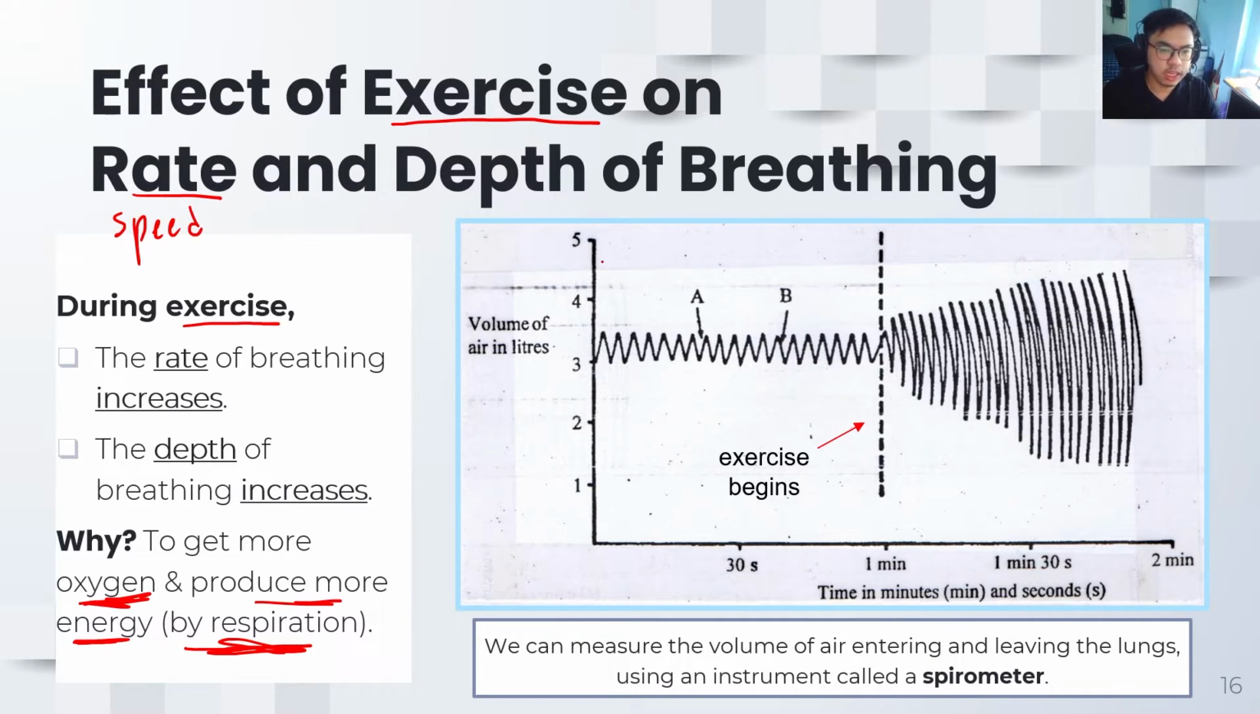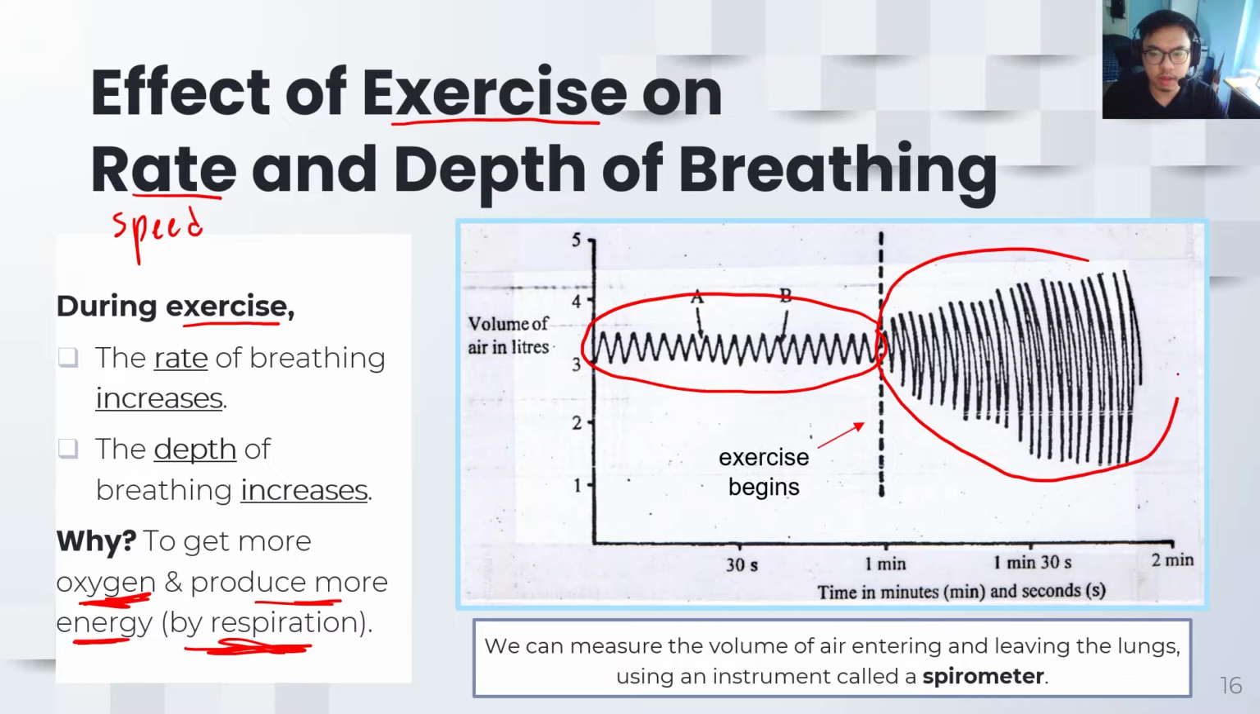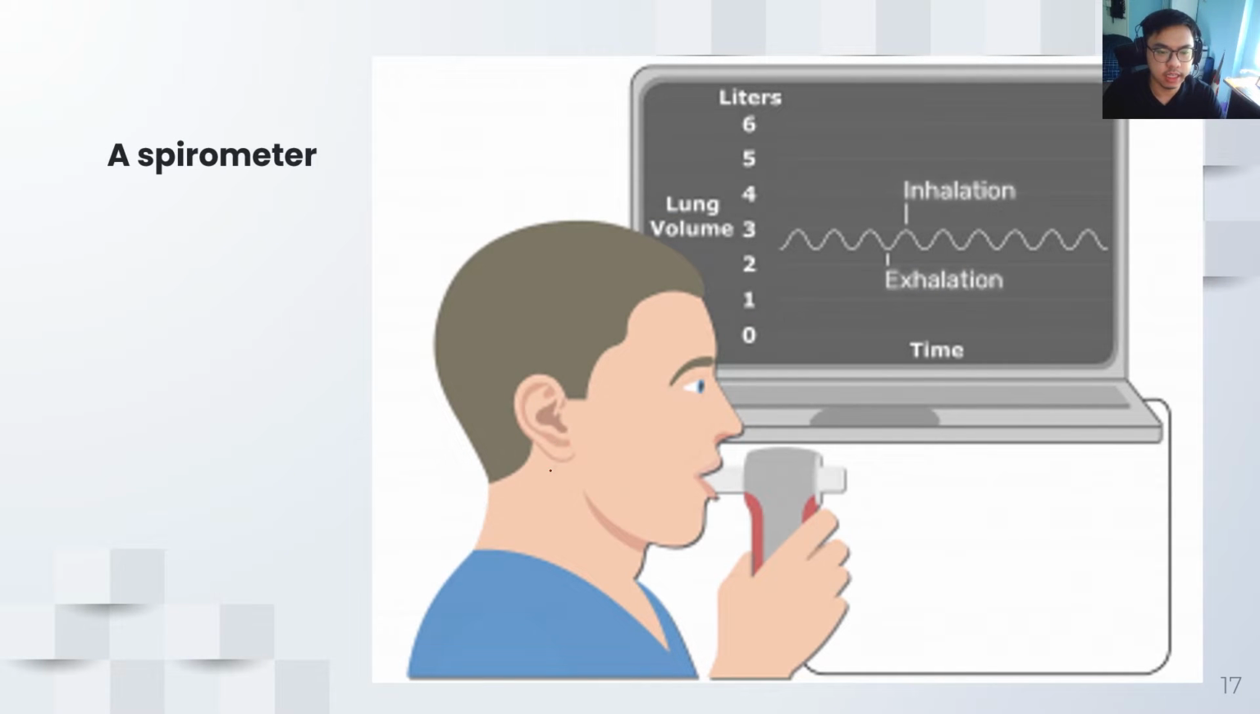Okay, so here is a graph that shows the breathing. At first, your breathing is normal in this part. And then once the exercise begins, you will see that you breathe a lot more and you are breathing faster. We can measure the volume of air entering and leaving the lungs using an instrument called a spirometer. This graph here is made by measuring someone's breathing, and this is the spirometer here. It measures how you breathe in and out from your mouth.